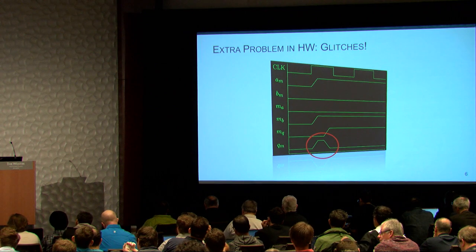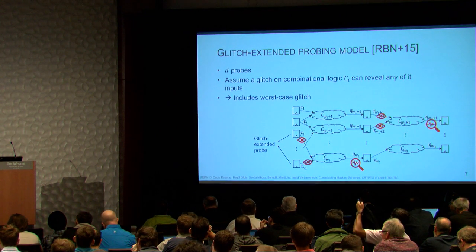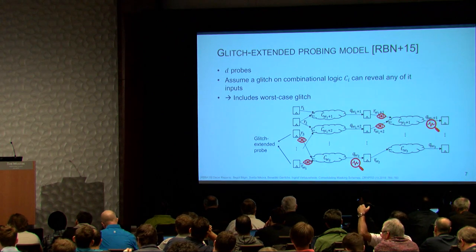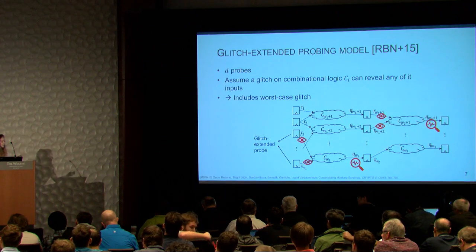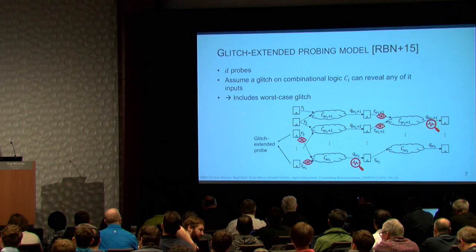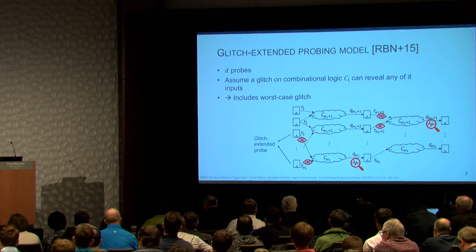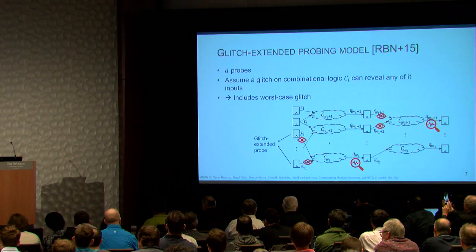So we're going to use an adversary model that's quite high level. You can see here our system. It consists of combinational logic clouds and sequential logic blocks. The sequential blocks are memory blocks that stop glitches from propagating. So we can assume that all these wires are stable coming out of those blocks.